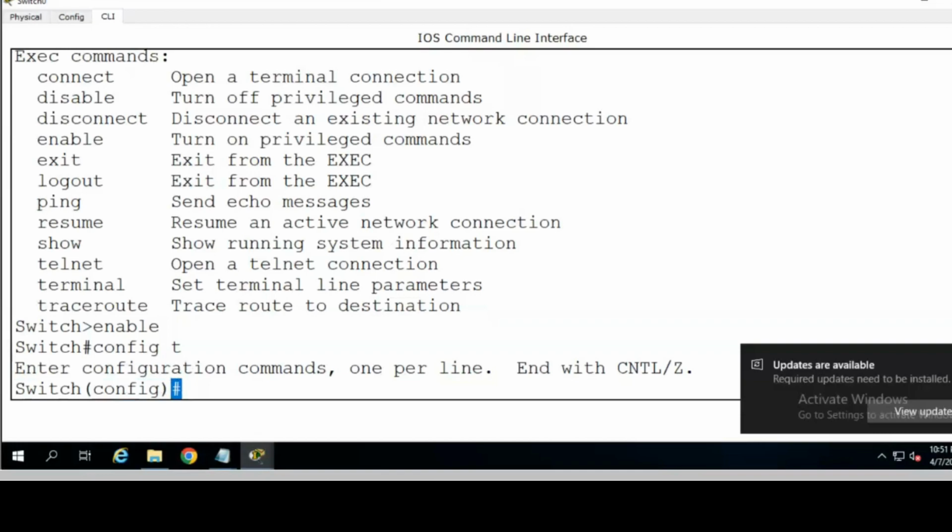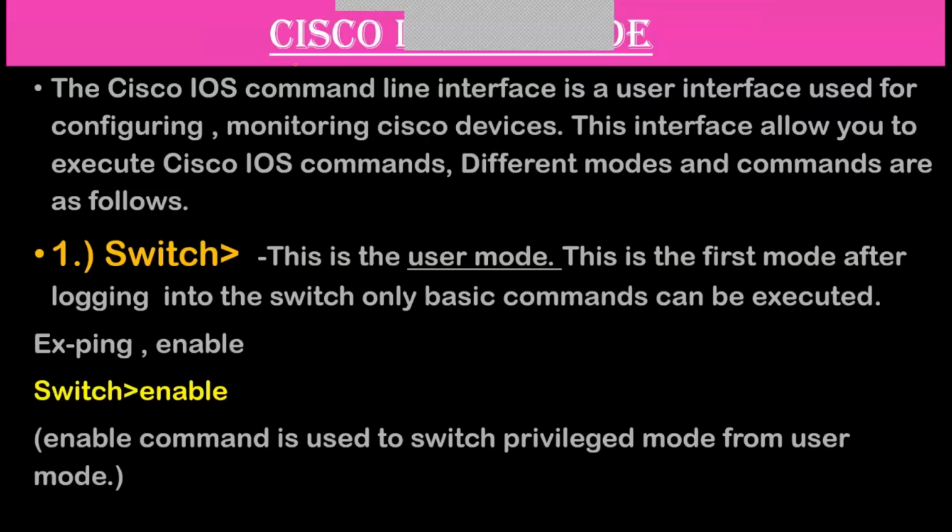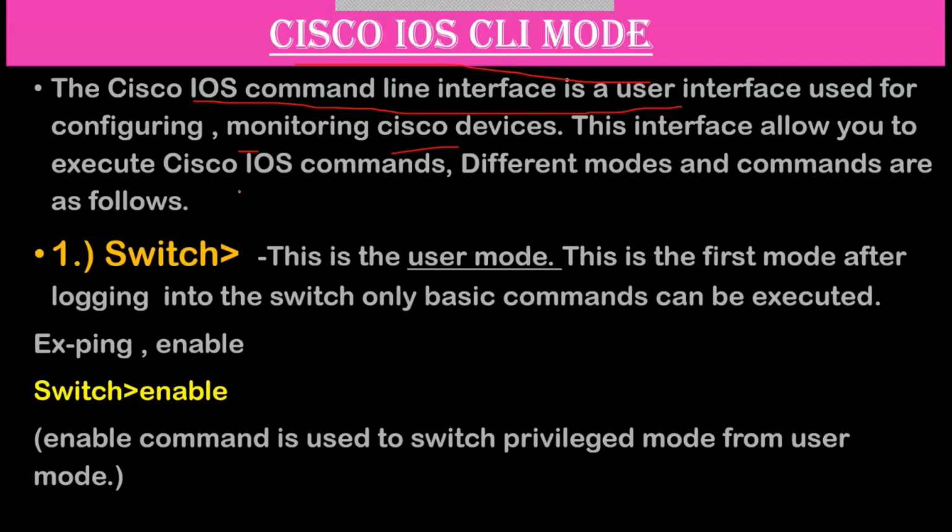Here you can also see the Cisco IOS CLI mode, which we learned. The Cisco IOS command line interface is a user interface used for configuring and monitoring Cisco devices. It is available on the switch and also on the router, so you can configure anything. The first mode is called user mode, as we saw. When you log in to your switch or router, you will see this type of mode.